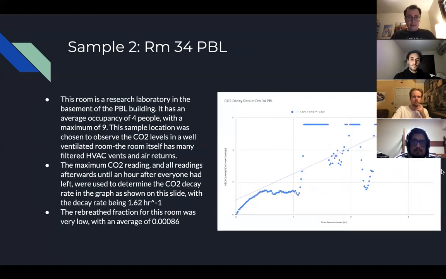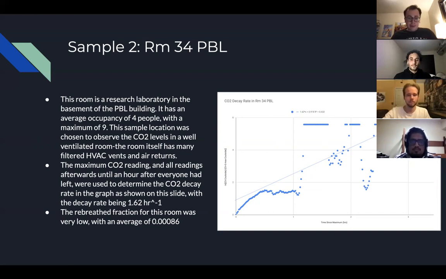All right, our second sample was taken in the forest pathology lab in the plant biology building, room 34 specifically. There's usually a max of 9 people in that room, but it's usually around 4. It's a rather large room, like 40 by 30, and it has a lot of ventilation in the form of filtered ducts and fume hoods and such. So we picked that as a way to see what the CO2 rate is in a really well ventilated room with a small number of people.